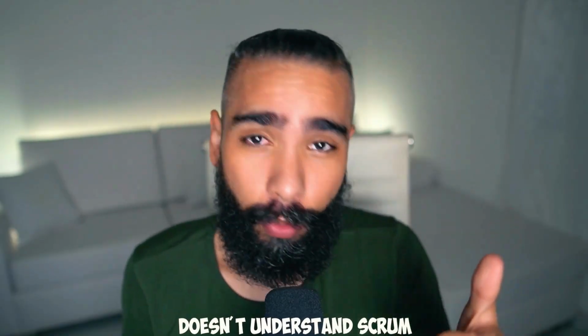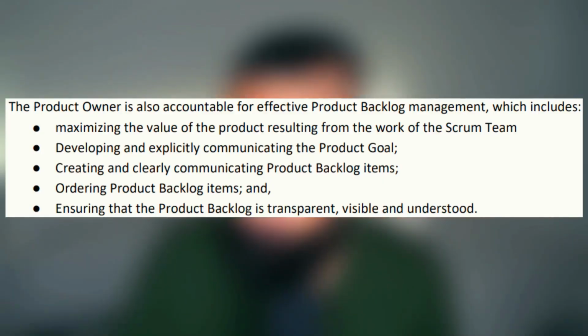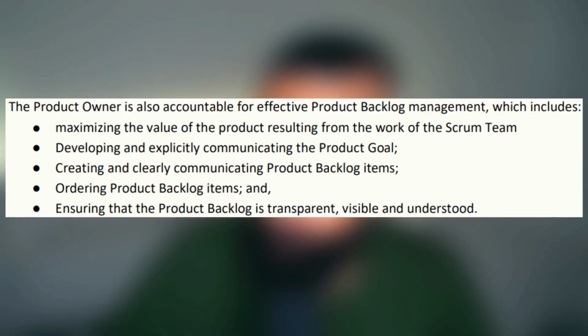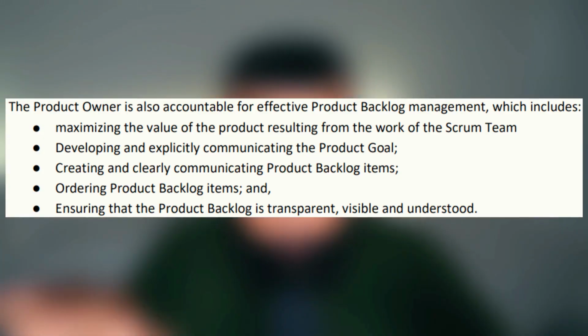The way the question is phrased, it makes me feel that the product owner either doesn't understand Agile or Scrum, or doesn't understand the role of a product owner in Scrum. Let's quickly get back to the basics. As per the Scrum Guide 2020, the product owner is accountable for maximizing the value of a product resulting from the work of a Scrum team, developing and explicitly communicating the product goal, creating and clearly communicating product backlog items, ordering product backlog items, ensuring that the product backlog is transparent, visible, and understood.